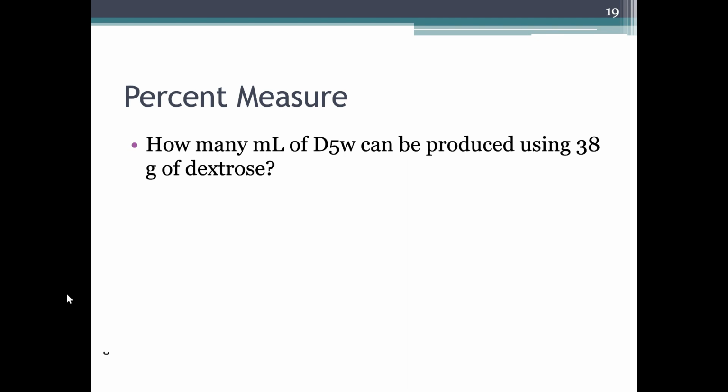So the first detail that pops out to me is D5W. And I know what this is. I know that this is dextrose, which is a sugar, dissolved in water. And the 5 in the middle means that it's 5% dextrose dissolved in water.